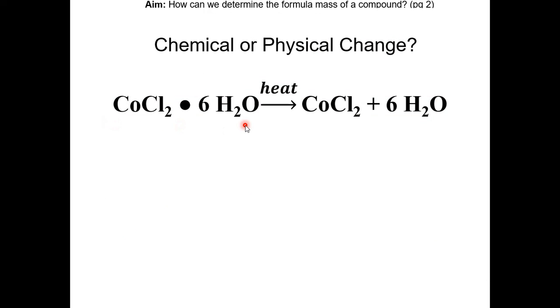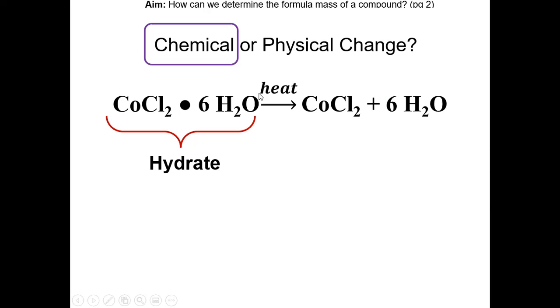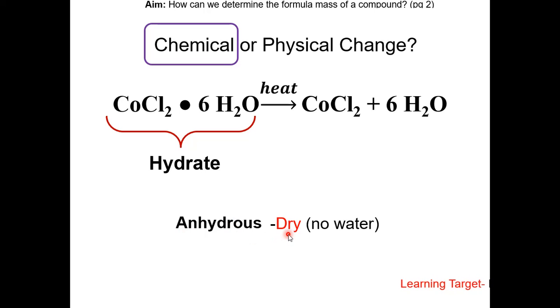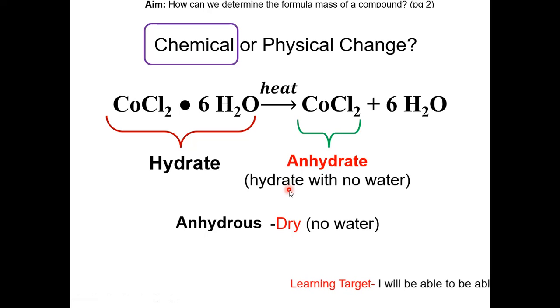So when you heat up a hydrate, is that considered a chemical or physical change? It is considered a chemical change. Why? Because the hydrate is a different substance than the ionic compound itself. When you heat up a hydrate, water is evaporated and leaves the hydrate. Since water leaves when you heat up a hydrate, it is considered anhydrous, which means dry, no water. An means negative or no, hydrous means water. So no water means dry. The cobalt 2 chloride is an anhydrate, which means a hydrate with no water.